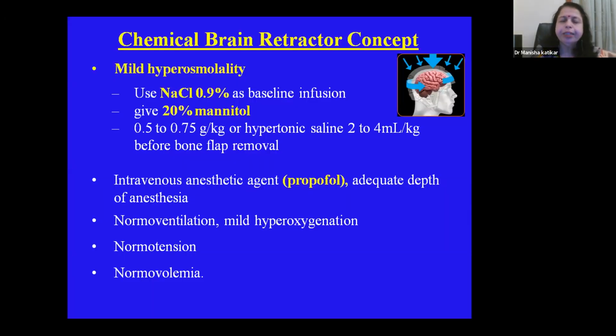There is something called the chemical brain retractor concept. When the surgeon is removing a tumor or hematoma, you need to help the surgeon to keep the brain as relaxed as possible. You should allow the surgeon not to use instrumental retractors as far as possible, because if the surgeon puts in instrumental brain retractors, that compromises the brain part lying just below the retractor, and this can cause cerebral ischemia. So this is the most important concept, the chemical brain retractor concept.